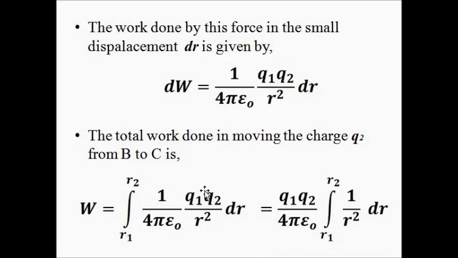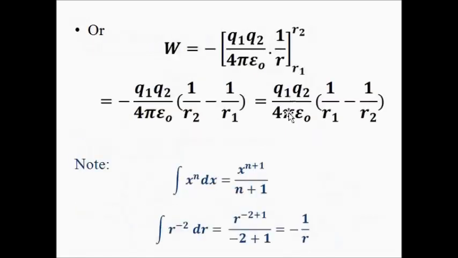So when we integrate it, this q1 q2 by 4 pi epsilon 0 is the constant, so it comes outside, and we have this 1 by r square dr integration. So there we will apply this formula, x to the power n dx. This is a general formula of integration. It is x to the power n plus 1 by n plus 1.